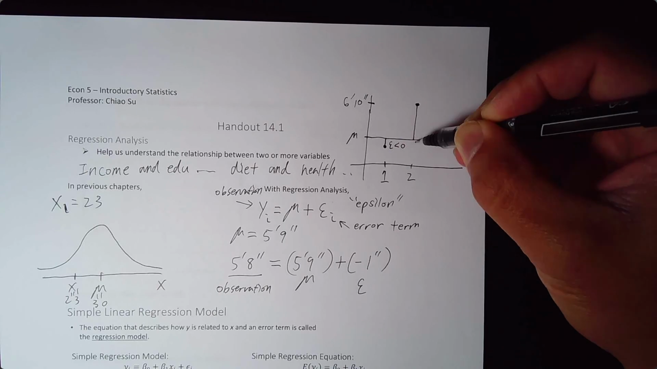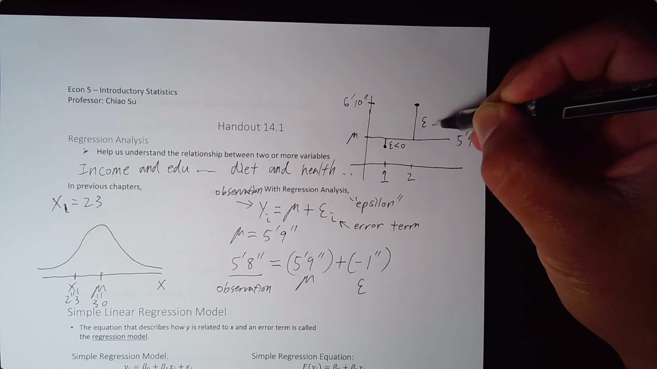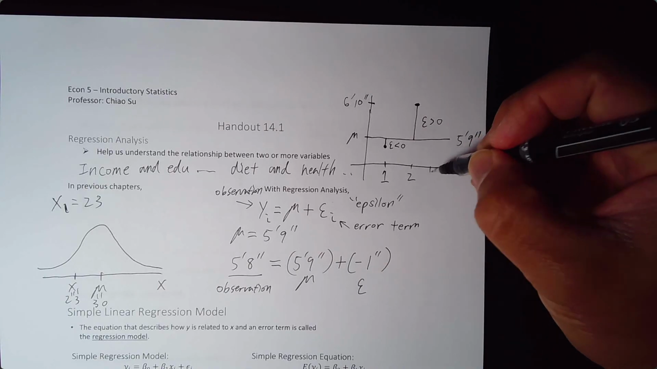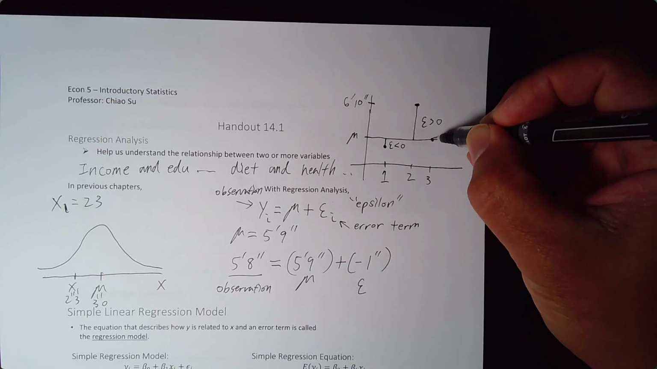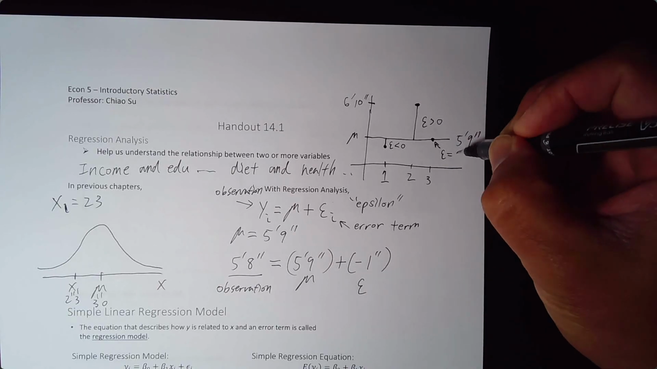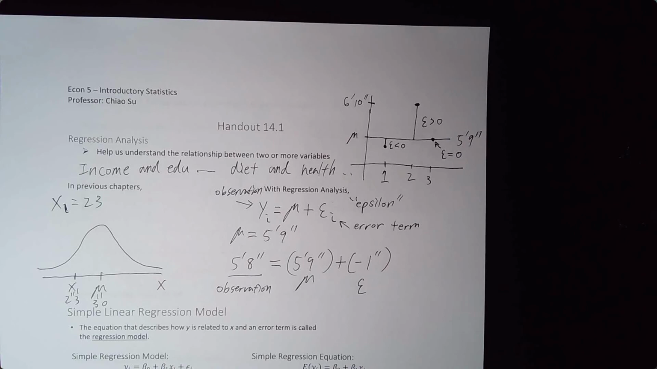And this person here will have an epsilon that is greater than 0. Okay, so everybody is deviating somewhere about the line. Now, if you are 5'9", then your epsilon will equal 0. We will look at you as not deviating away from the mean.